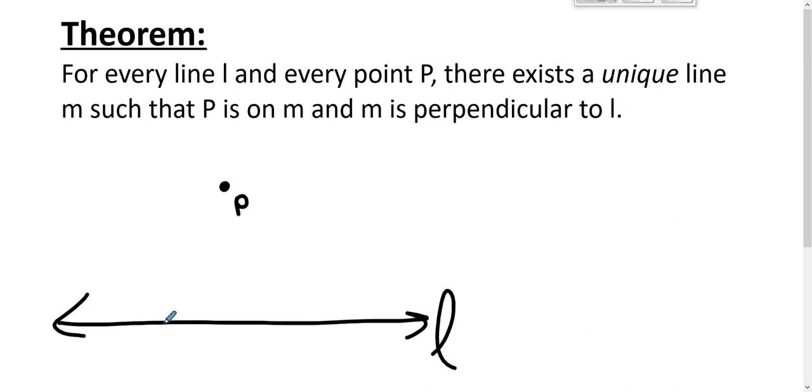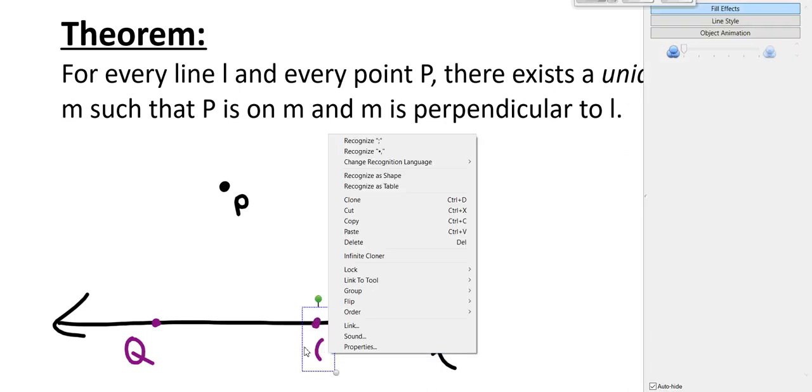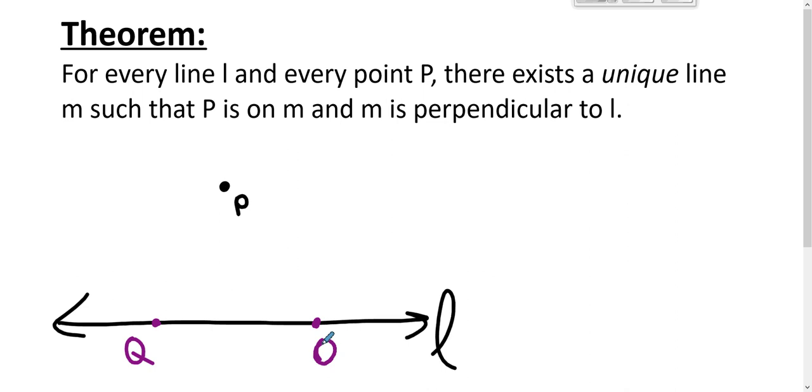We pick 2 points on L. We pick Q and Q prime. We don't worry too much about where they are. We know that there are at least 2 points on L. We just pick them. And we construct angle Q prime QP in one half plane bounded by L, and we construct Q prime QR in the other half plane.